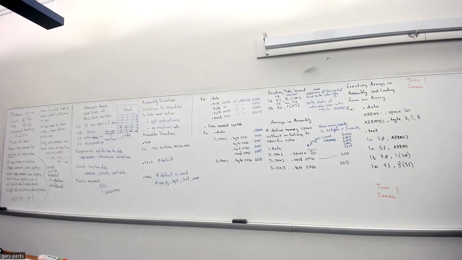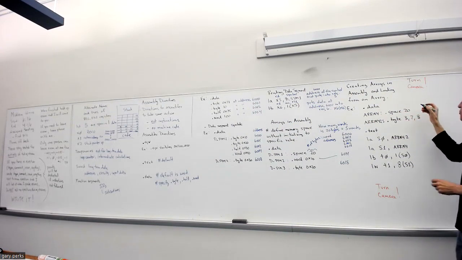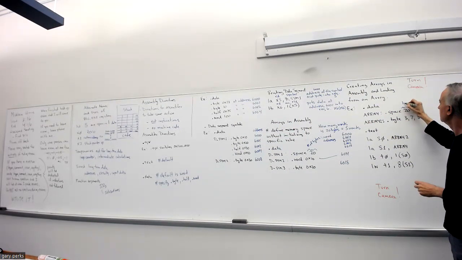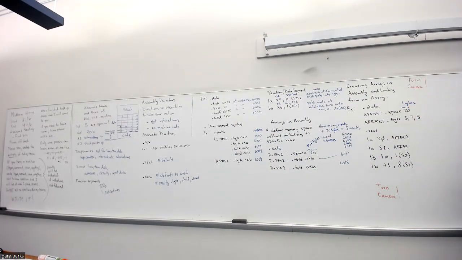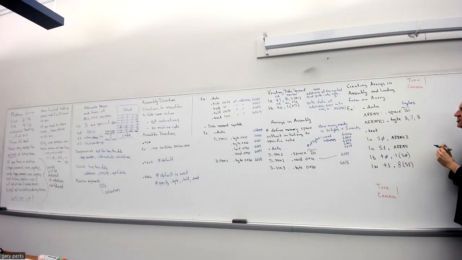Okay, so one more example, and then we'll talk about assignment number 5, and you'll be able to start that today. Here's an example creating arrays and also loading from an array. Again, you start with the data directive. Here, this symbol array, we're allocating 20 bytes of the data segment. Then we follow that with another symbol called array 2, where now we're actually specifying the data.